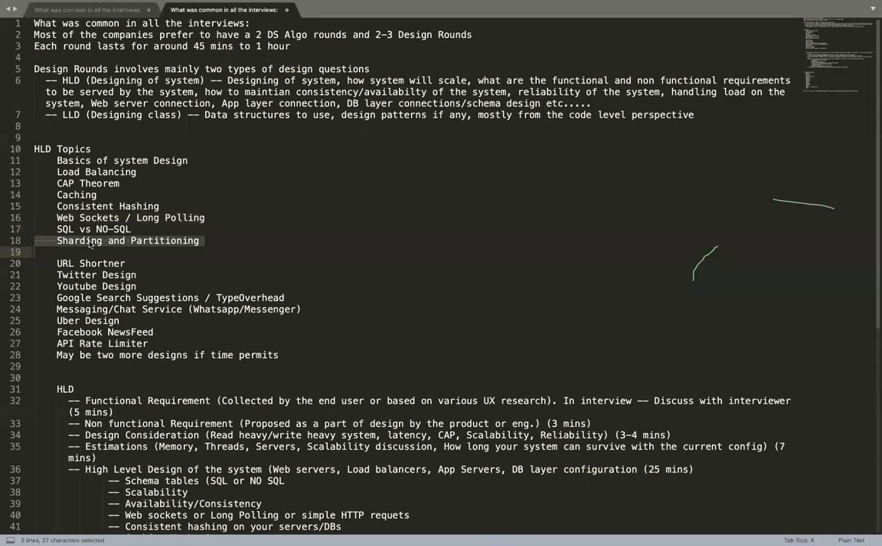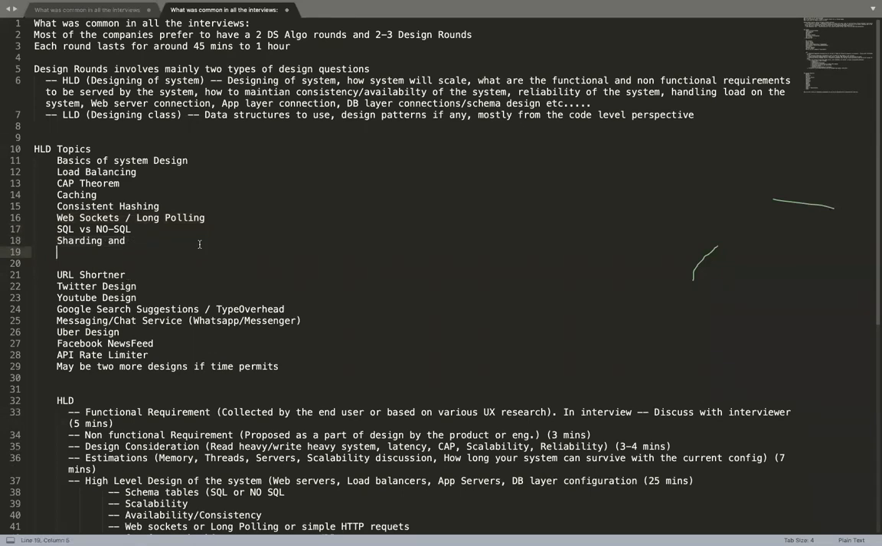How actually you can create a shard. Then scaling. I didn't mention it here. Scaling: horizontal scaling and vertical scaling of a system. So this will be discussed as a part of this system design.